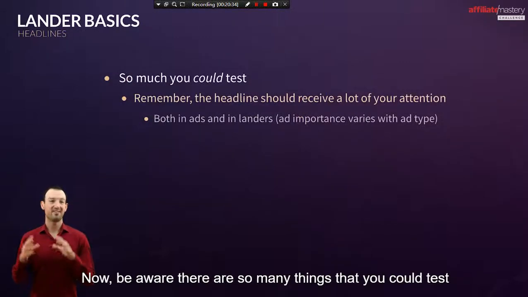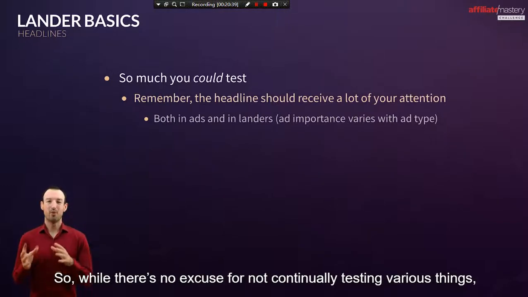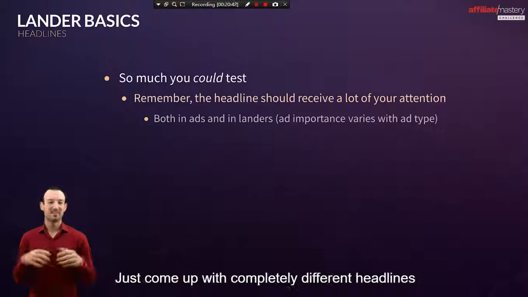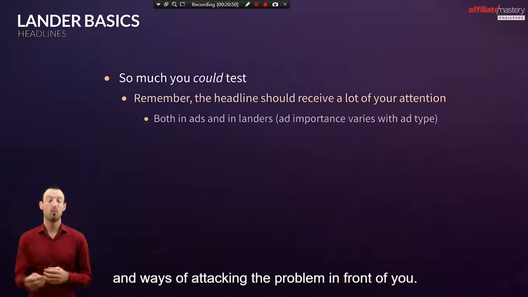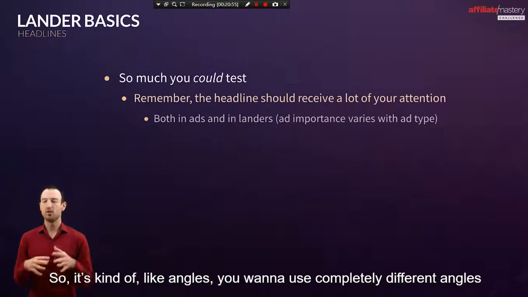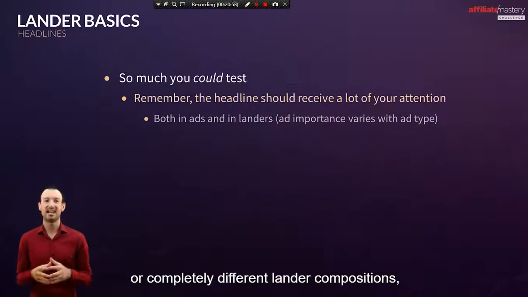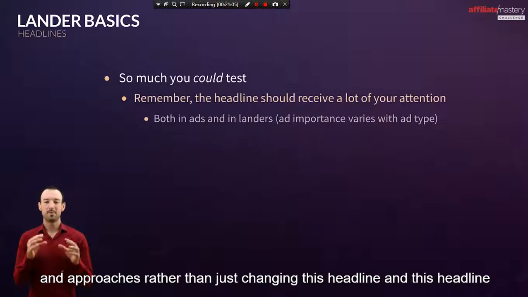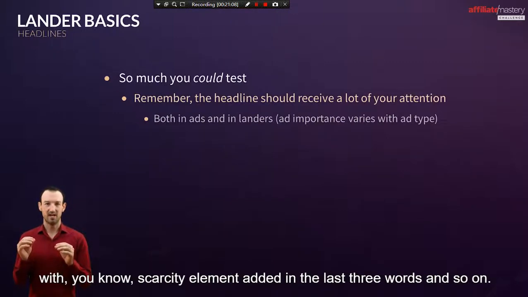Now, be aware there are so many things that you could test when it comes to headlines. While there's no excuse for not continually testing various things, you shouldn't try to vary far too much at once. Just come up with completely different headlines and ways of attacking the problem in front of you. It's kind of like angles. You want to use completely different angles or completely different lander compositions. At the same time, you want to try completely different headline arrangements and approaches rather than just changing this headline and this headline with a scarcity element added in the last 3 words and so on.